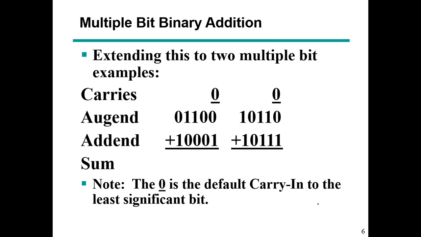Now let us extend it. For example, we have these two numbers. This is one number, this is another number. These are two different additions we are trying to do. And we have these terms.